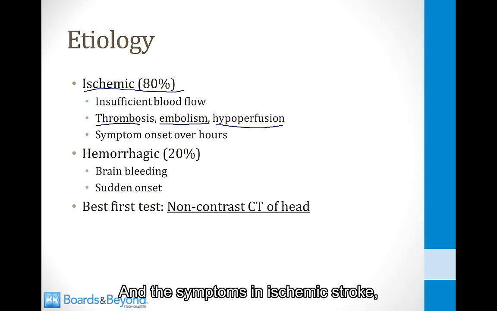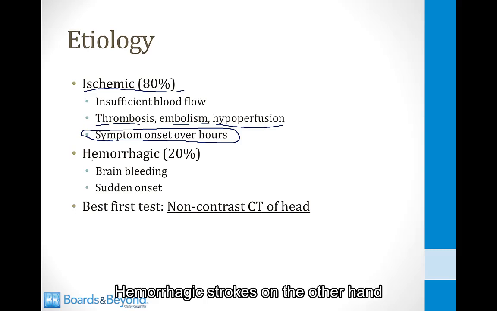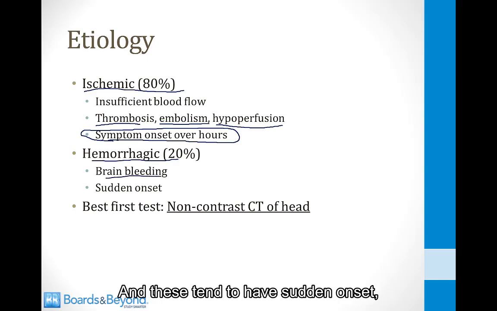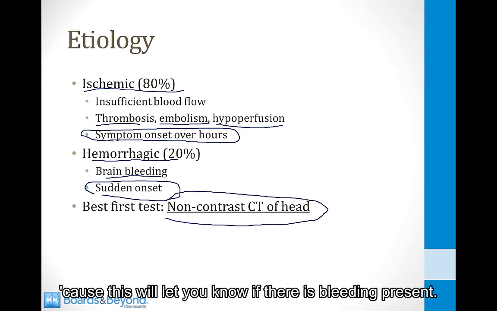The symptoms in ischemic stroke, especially for board exam questions, usually onset over hours, so they tend to come on more slowly. Hemorrhagic strokes, on the other hand, are when you have bleeding into the brain. These are less common, and these tend to have sudden onset, especially in board questions. And the best first test is always a non-contrast CT of the head, because this will let you know if there is bleeding present.